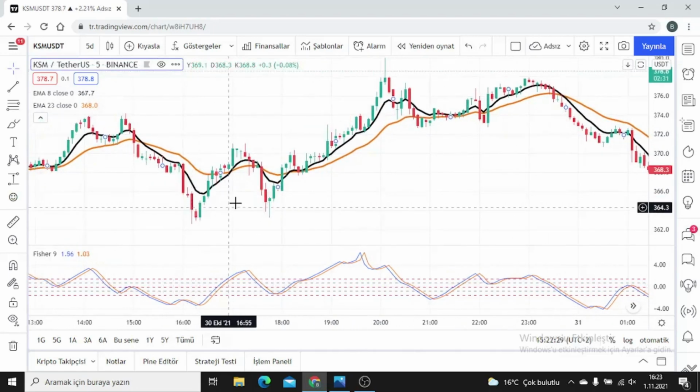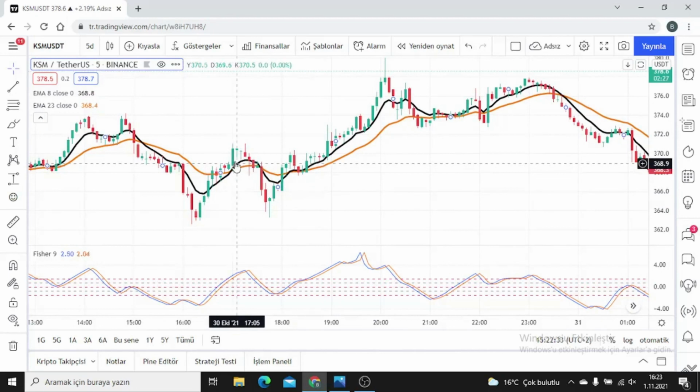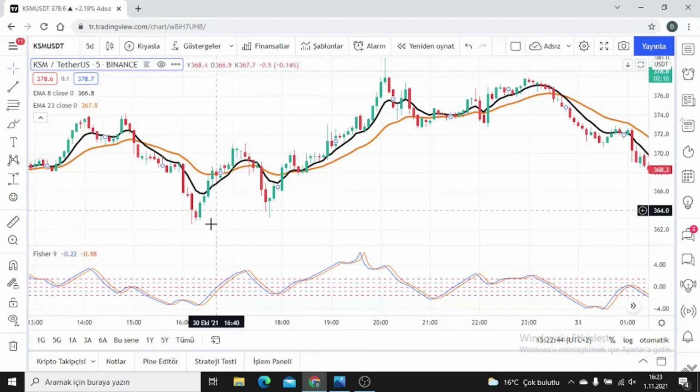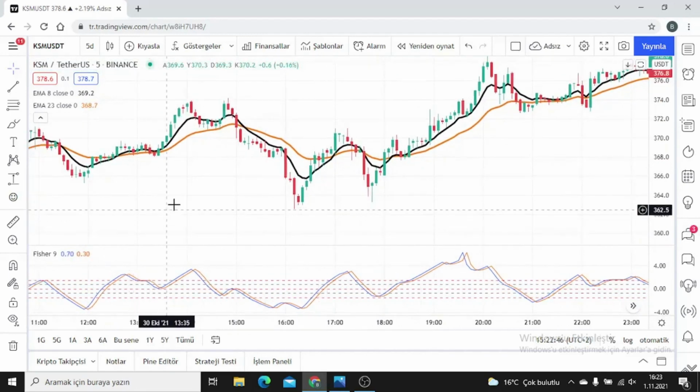Let's go back a bit, friends. For example, one more example. The moving average intersects here, giving a buy signal here, and as you can see, Fisher transform is already in the sell zone. This is how we can get rid of the fake here, friends.